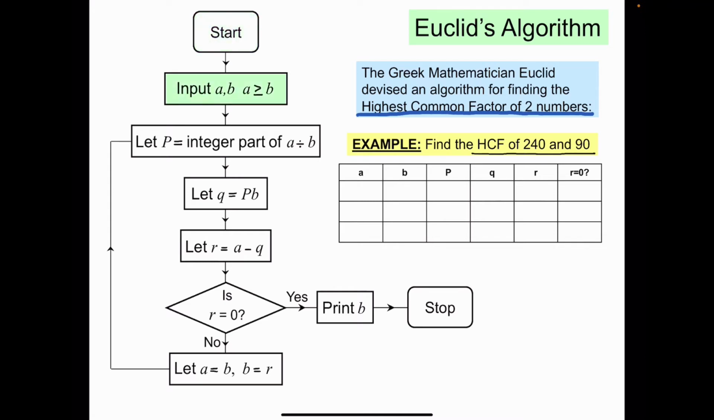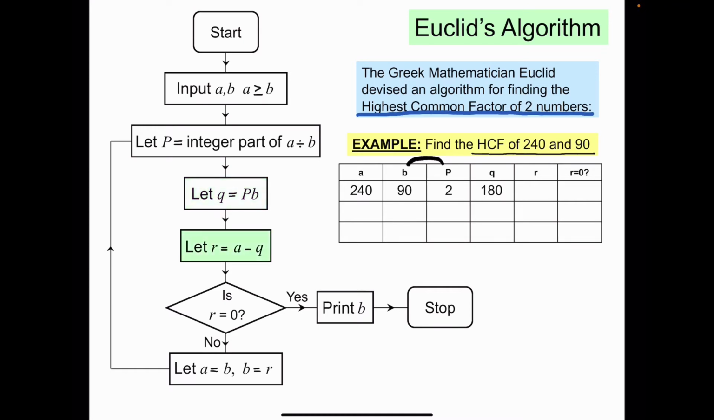I'll go step by step. It's highlighted in green, which step I'm doing now. So I'm inputting A and B, that is 240 and 90. The next step is P will be the integer part of A divided by B. So when you divide 240 by 90, then the integer part is 2. You can forget the remainder. Then the next step is to assign to Q the value P times B. That means you're going to multiply these two. So that would be 180. And then you can move to the next one.